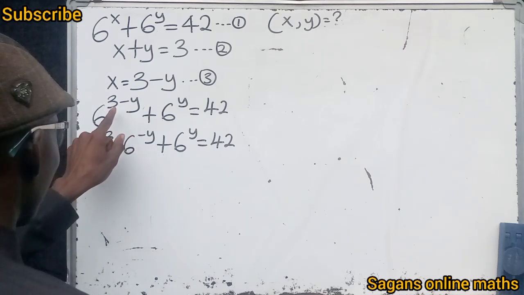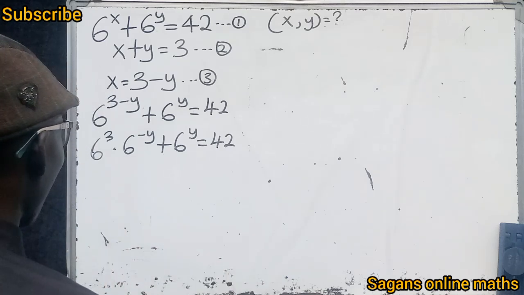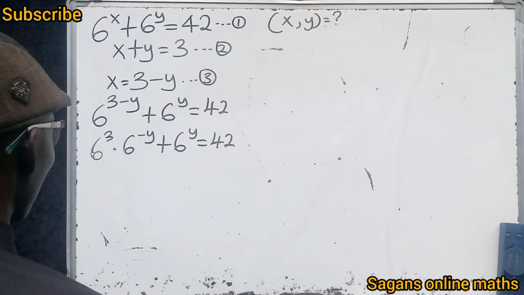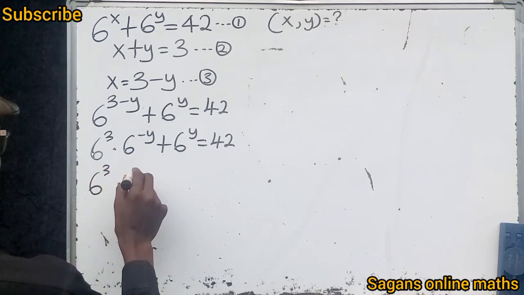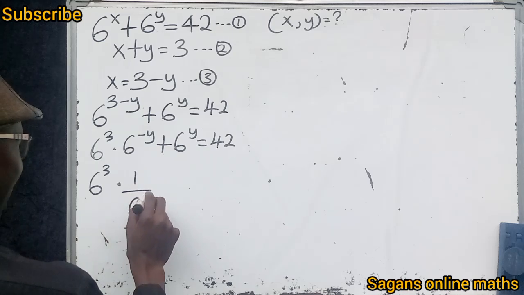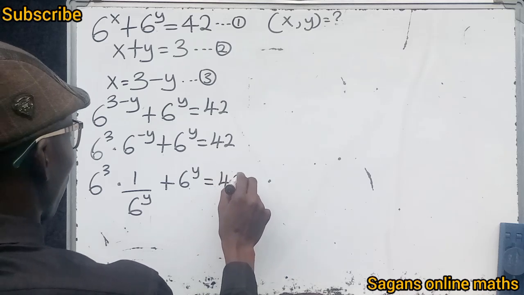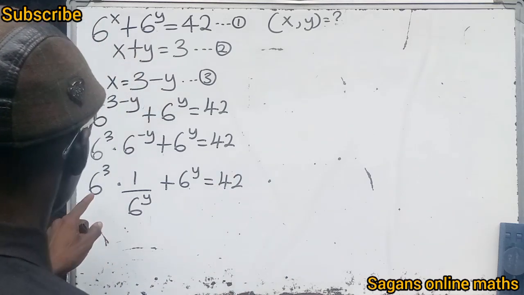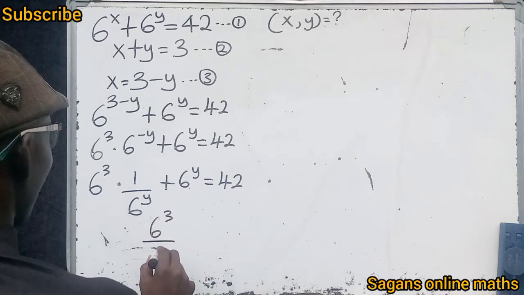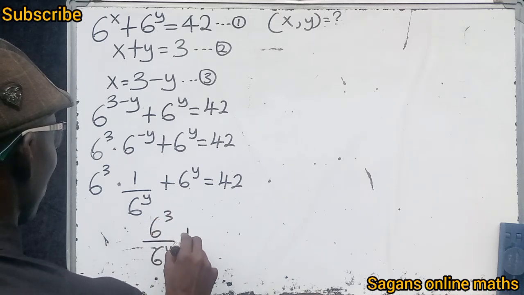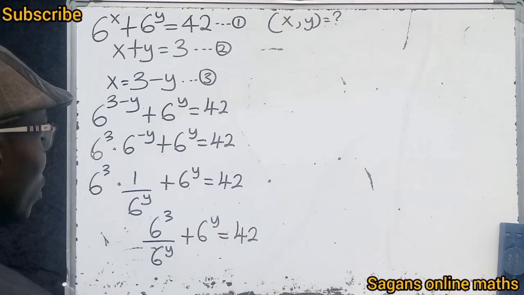It's the same thing as 6 raised to the power of 3 minus y, by obeying one of the properties of indices. Now again, one of the properties of indices we are going to apply here, right? So I want to see 6 raised to the power of 3 multiplied by 1 divided by 6 raised to the power of y, plus 6 raised to the power of y equals 42. Now 6 raised to the power of 3 multiplied by this will give us 6 raised to the power of 3 divided by 6 raised to the power of y, plus 6 raised to the power of y equals 42. Wow, this is interesting.